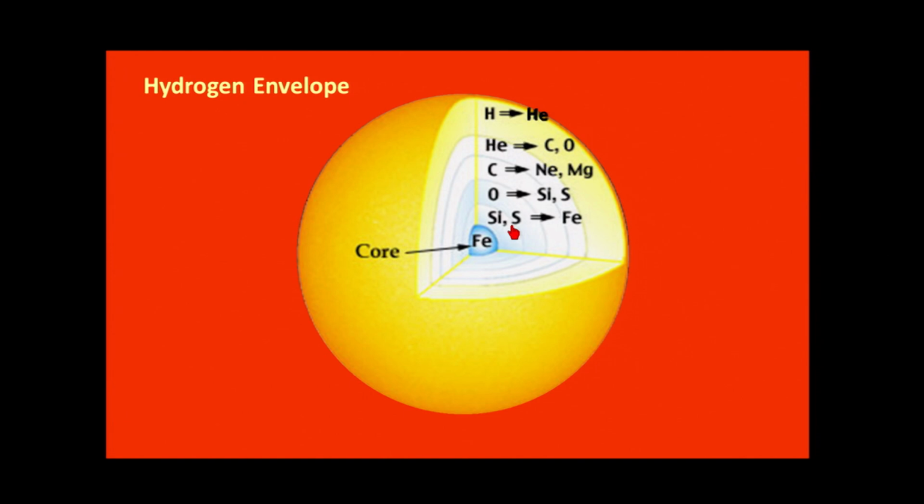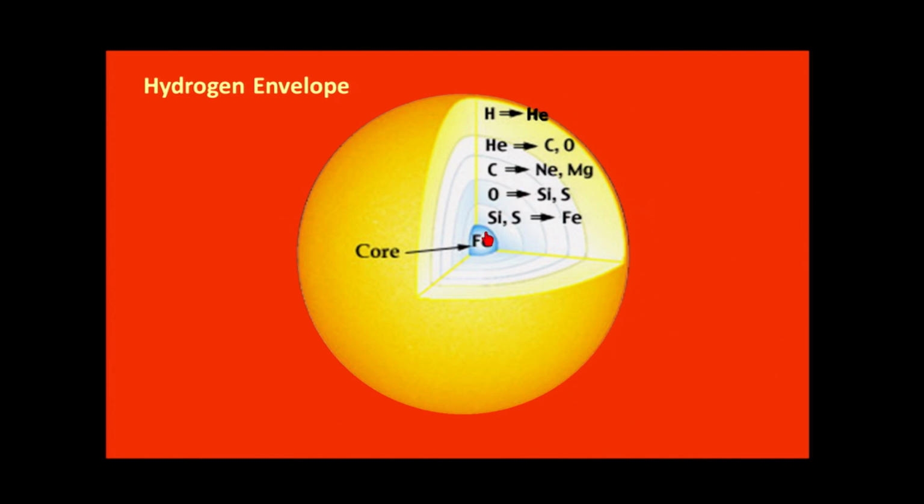Surrounding that is silicon and sulfur turning into iron through fusion. Surrounding that is oxygen turning into silicon. Surrounding that is carbon becoming neon and magnesium. And then above that is helium becoming carbon and oxygen, and hydrogen becoming helium.